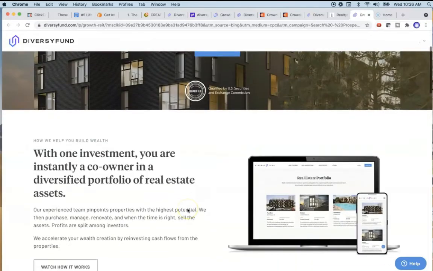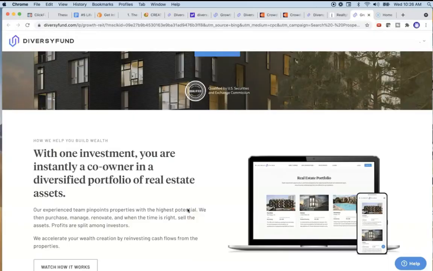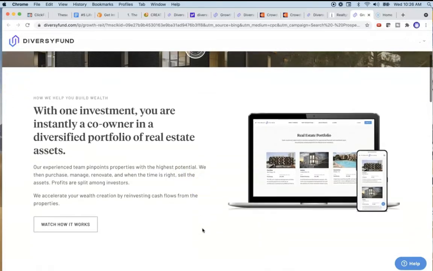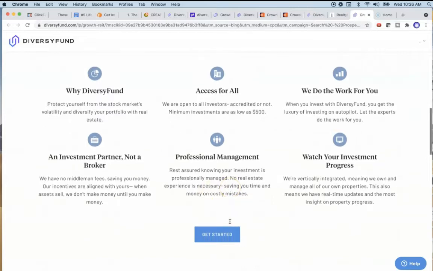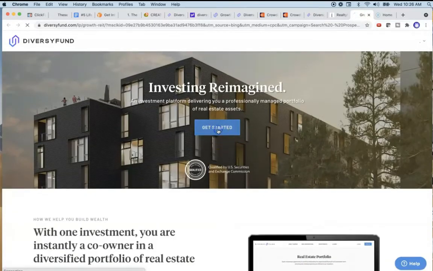With one investment, they say, and I like this, you are instantly a co-owner in a diversified portfolio of real estate assets. So it splits your risk up rather than holding on to one asset. You're diversified as it is. Both of them are professionally managed. And let's see if we get started here.